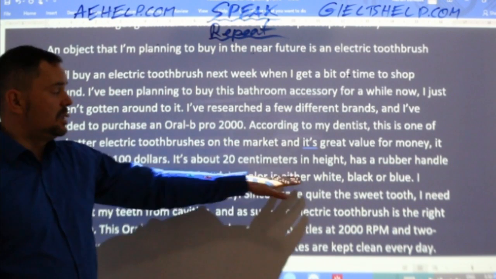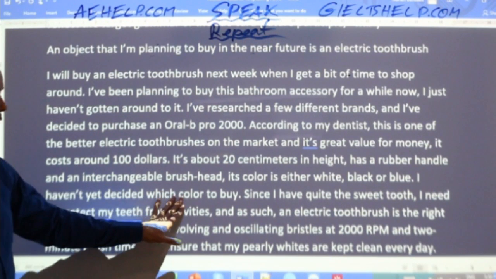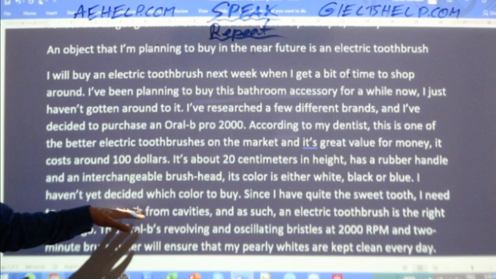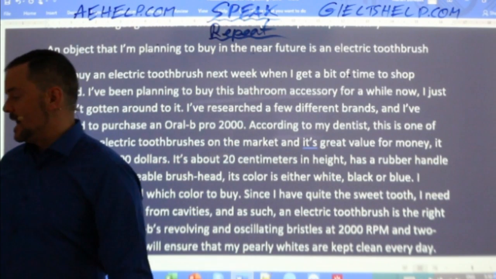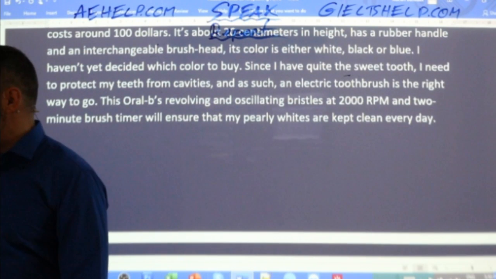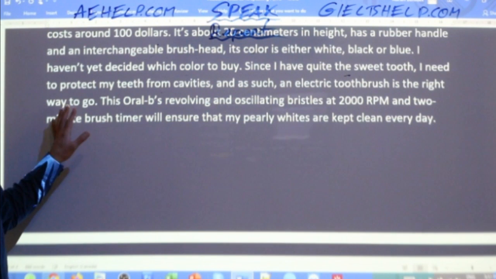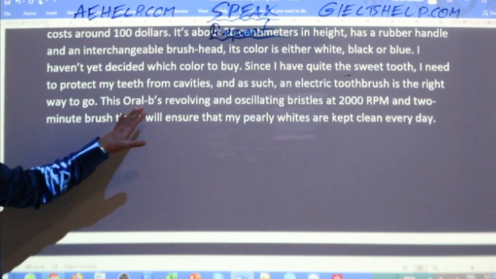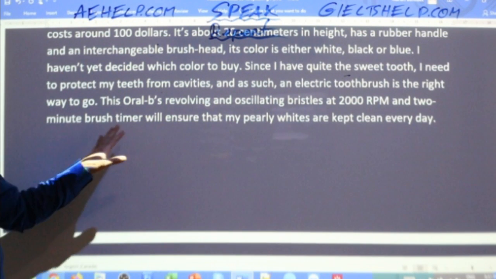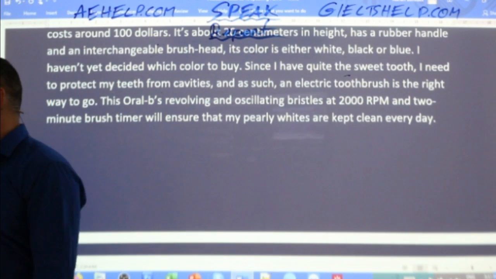It's about 20 centimeters in height, has a rubber handle and an interchangeable brush head. Its color is either white, black, or blue, but I haven't yet decided which color to buy. Since I have quite the sweet tooth, I need to protect my teeth from cavities, and as such, an electric toothbrush is the right way to go. This Oral-B's revolving and oscillating bristles at 2000 RPM and 2-minute brush timer will ensure that my pearly whites are kept clean every day.